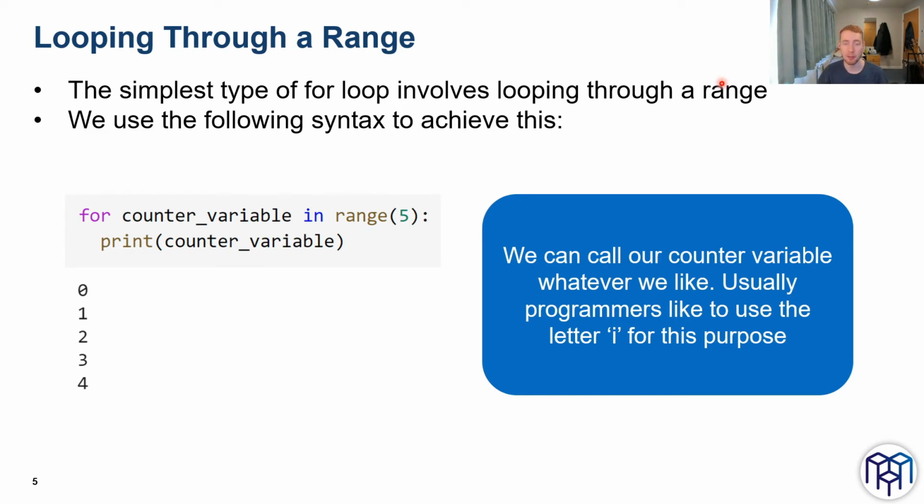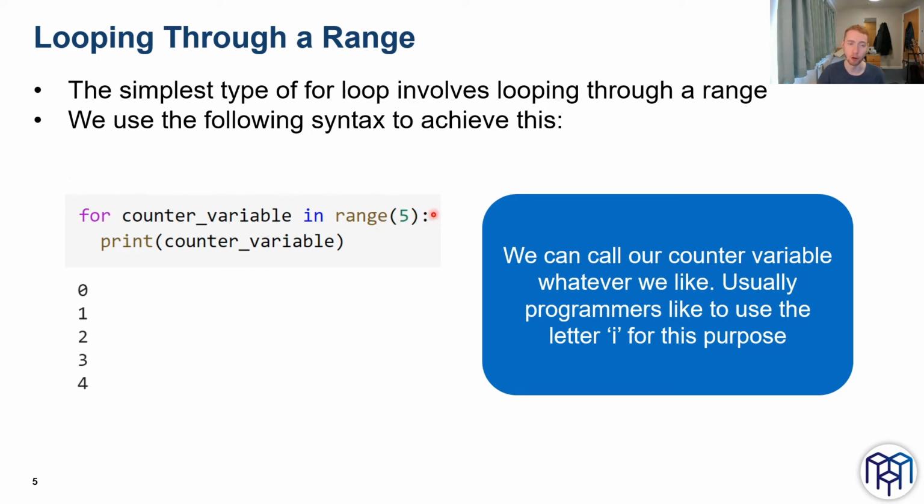And the simplest way of using the range function is to put in a single number, and that's going to generate a range from 0 up to 1 less than that number. So in this case, we use range(5) to create a range of numbers 0 up to, but not including, 5. So 0 up to 4.